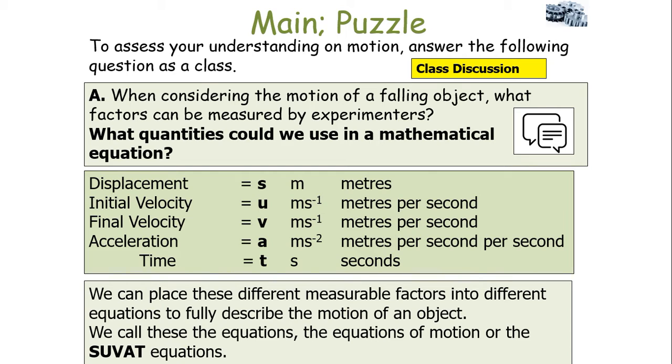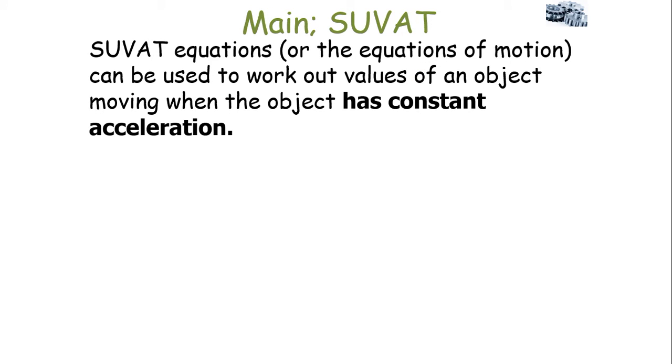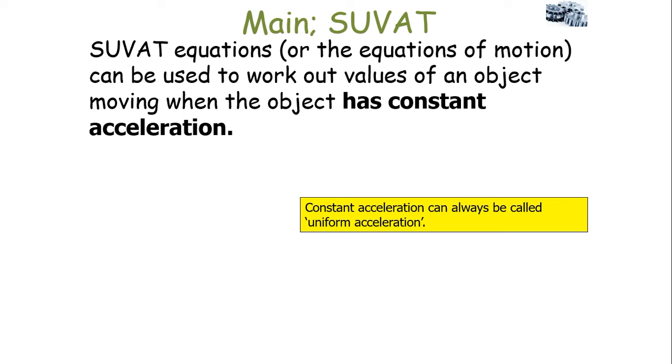We call these equations the equations of motion or the Suvat equations. We call them the Suvat equations because the symbols can be arranged to spell the word Suvat. Basically, we can use these equations to work out the values of an object moving when an object has constant acceleration. You can also call it uniform acceleration because in this context uniform and constant mean the same thing.